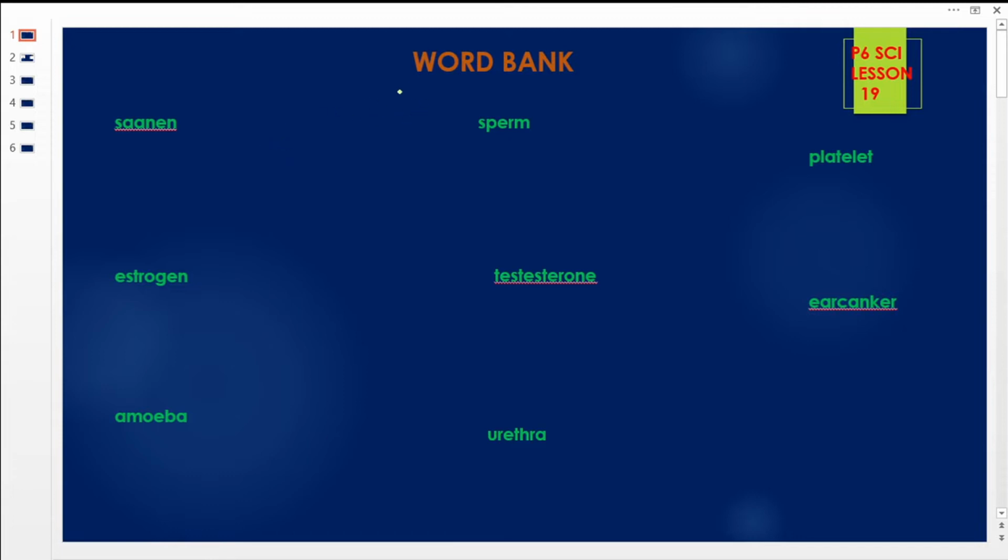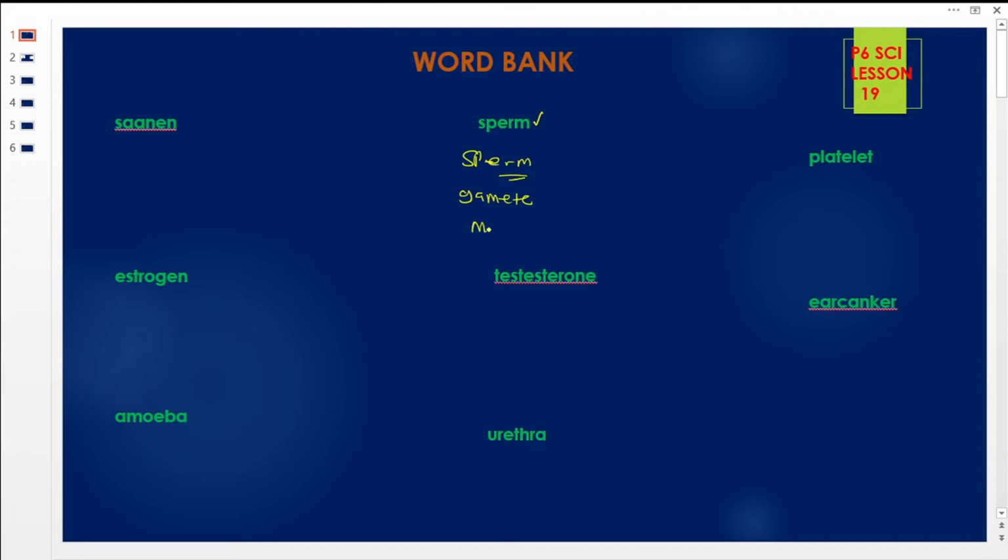So as usual, we start with our word banks. We have our words here which we are going to spell and remind ourselves. So we are going to start with this word here. This word is sperm. It is a sperm, and we say that a sperm is a gamete. And which gamete is this one?